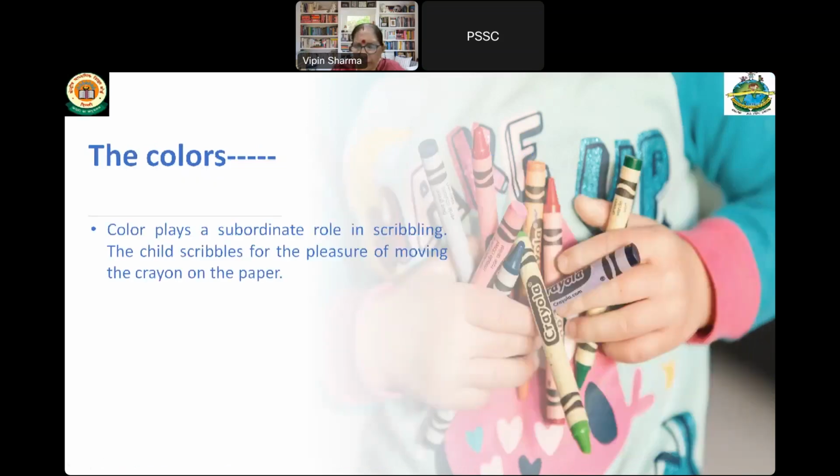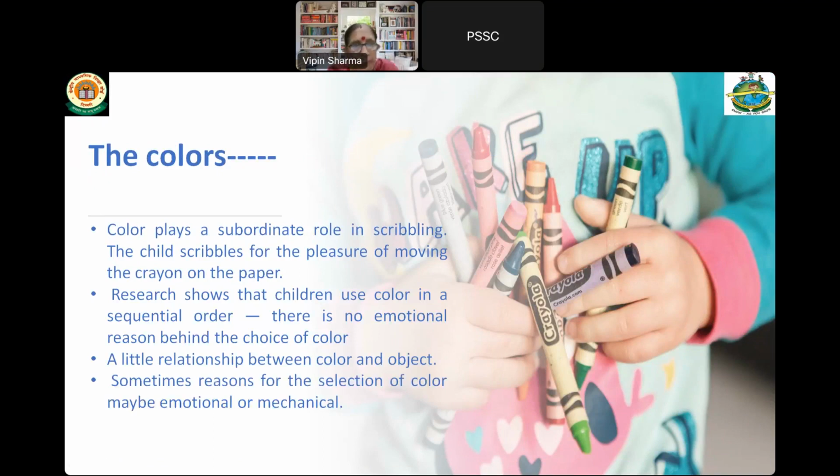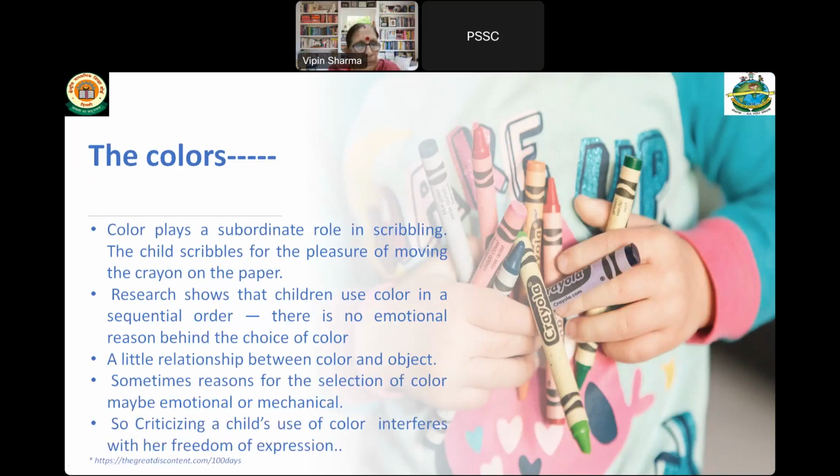Now here, the color. As with the scribbling, so are the colors. Colors play a subordinate role in scribbling. The child scribbles for the pleasure of moving the crayon. You can see how the child moved his hands. Research shows that children use color in a sequential order. There is no emotional reason behind the choice of a color. A literal relationship between color and object. Sometimes emotional, sometimes mechanical.